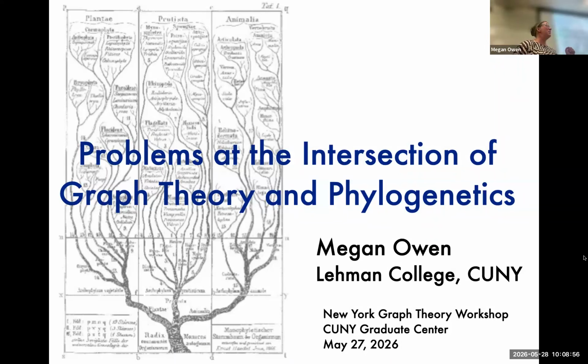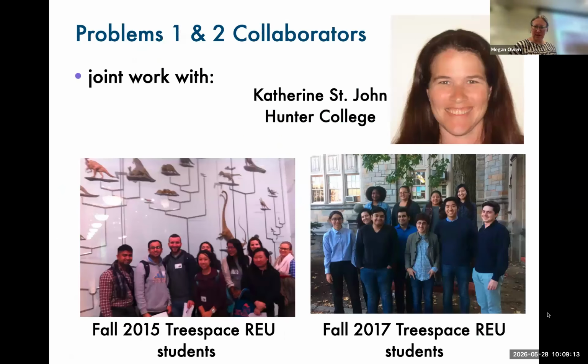So I'm going to talk about some problems at the intersection of graph theory and phylogenetics. Maybe some of them will be interesting to you, and there are open problems in these veins. Problems 1 and 2 are joint work with Katherine St. John, who's at Hunter College. We ran an REU in 2015, 2016, 2017. Problem 1 was with our 2015 cohort, and problem 2 is with our 2017 cohort.